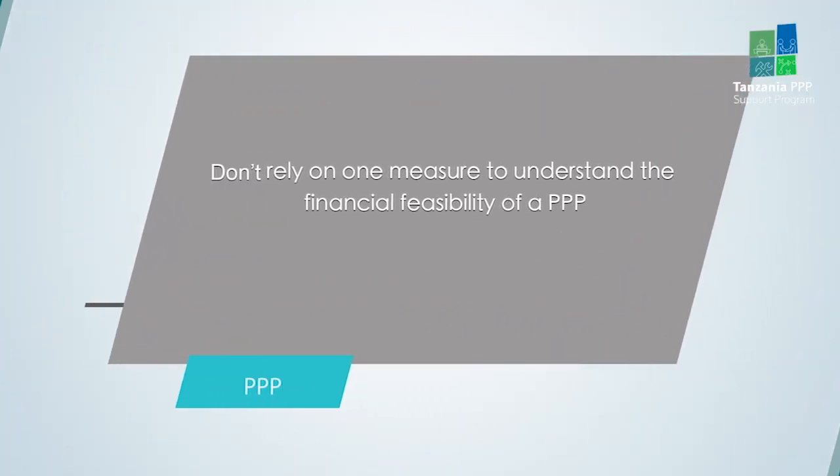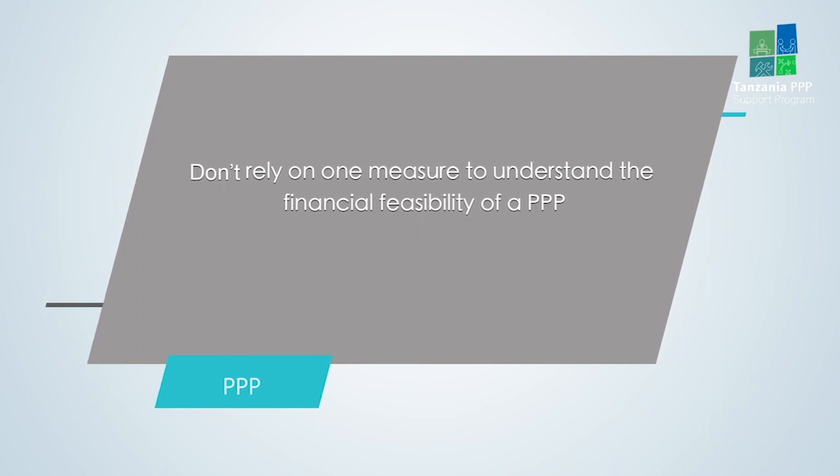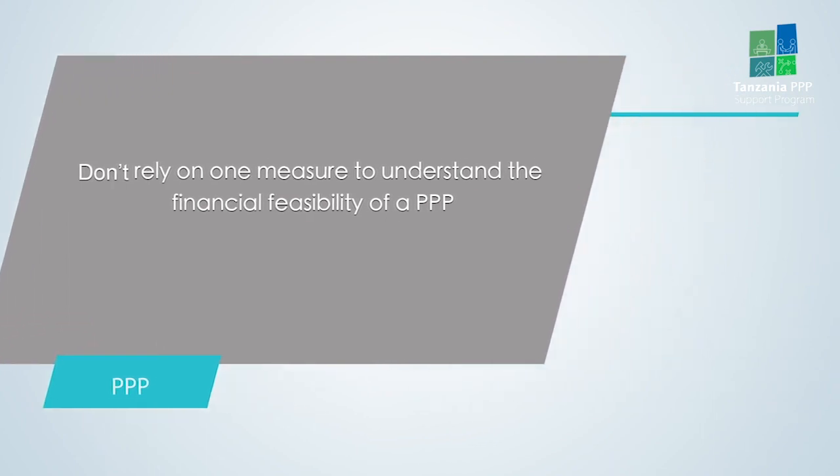I'd like to provide you with some additional takeaway points on this second module on PPP risk identification and financial statement analysis. The first is that to understand the financial feasibility of any PPP project, you can never rely on just one measure. You not only need to look at the cash flow analysis, you need to look at the income analysis as well. You not only need to look at the net present value, you also need to look at things like the internal rates of return, debt service coverage ratios, etc.